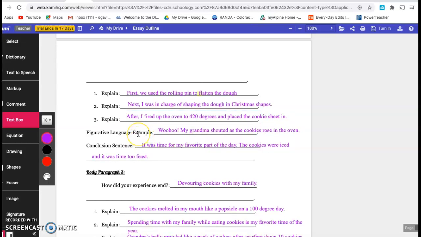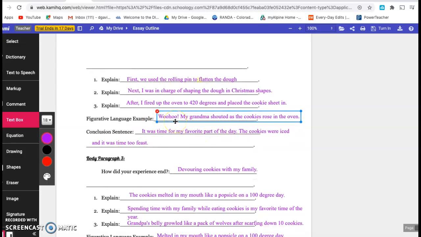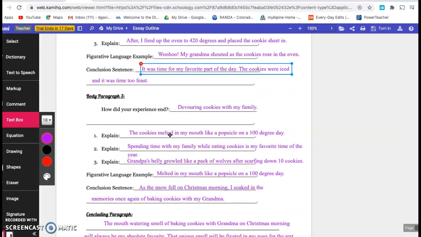My figurative language. This is an example I'm going to throw within my paragraph. Woohoo! Onomatopoeia. My mom shouted, or my grandma shouted, as the cookies rose in the oven. There's my figurative language, and then I wrap up this paragraph with the conclusion sentence.